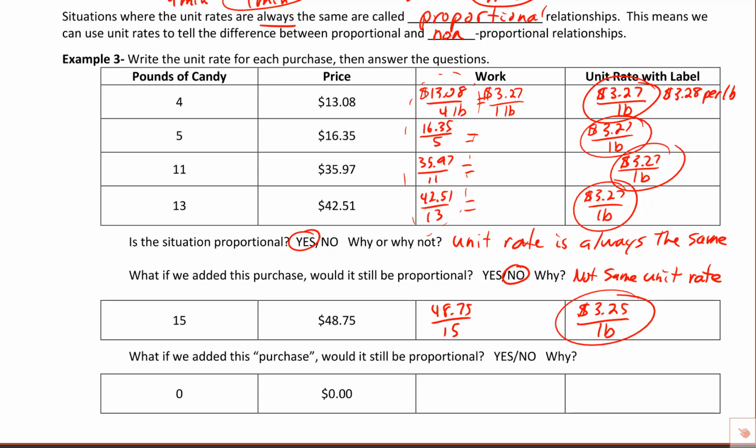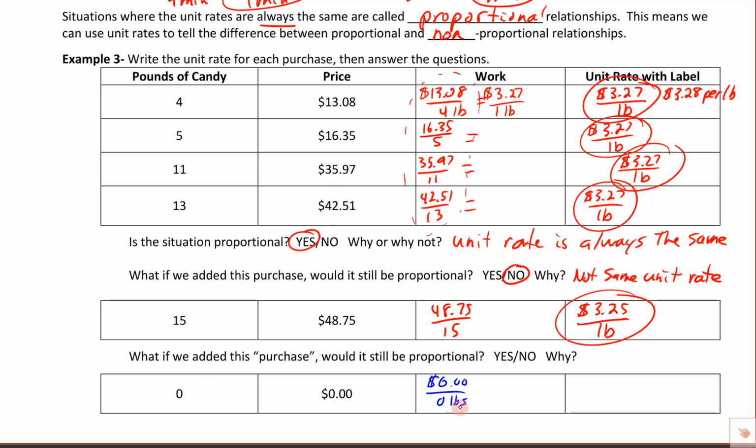Now, I'm going to change colors. And we're going to do this purchase right here. It says, what if we added this purchase? And notice that it's in quotation marks. It says, would it still be proportional? Yes or no, and then why. So let's write this down. Let's do $0 for 0 pounds.